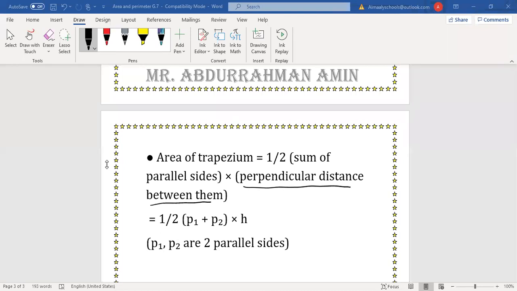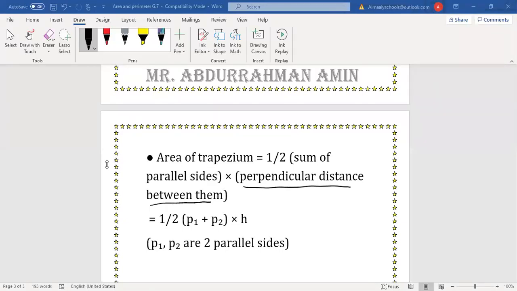Yes, Mustafa? It will be half open bracket b1 plus b2 close the bracket h. It will be half multiply 13 plus 8 multiply h. Excellent. Height 8. 13 plus 8 equals 21, that's right? Yes. So it will be 21 over 2 multiply 8. It means 21 multiply 4. It will be 84 centimeter square. Excellent, Mustafa, thank you.